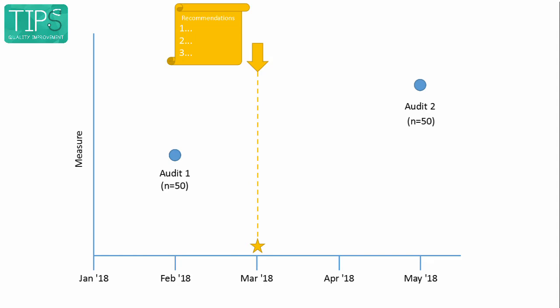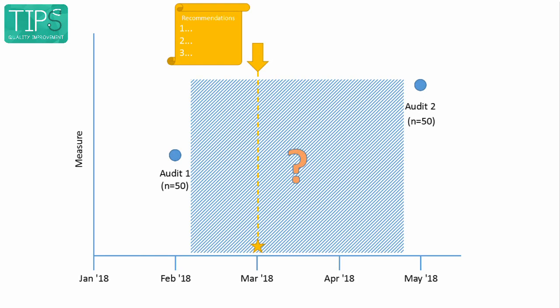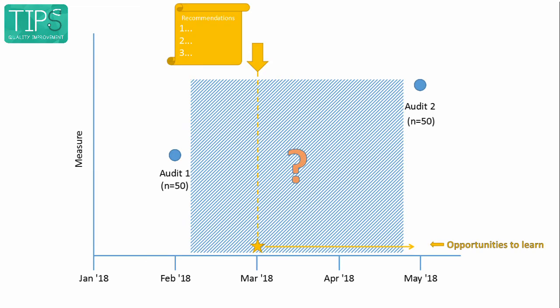What you'll notice is that each of the elements here, both sets of data collection and implementation of recommendations, appear like single point in time events, when in fact we have this large gap in the middle where no data is being collected and we actually don't have any idea what's going on. As a result, we only have one opportunity to see whether our changes to practice have improved anything at all, and that's at the second data collection.